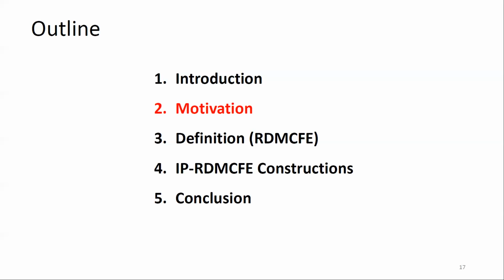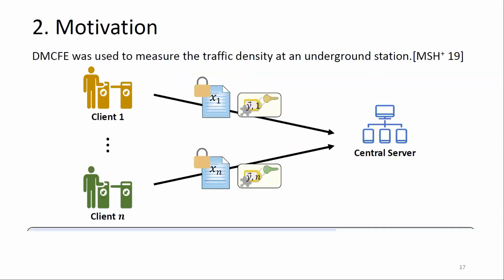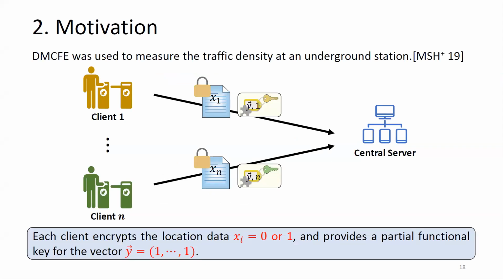Second, I will introduce our motivation. Our motivation is based on DMCIB, which has a wide range of applications. For example, DMCIB was used to measure traffic at an underground station to detect congestion. In these applications, each client inputs private data, which is 0 or 1. One indicates the client has visited the station, and 0 indicates the client has not visited the station.